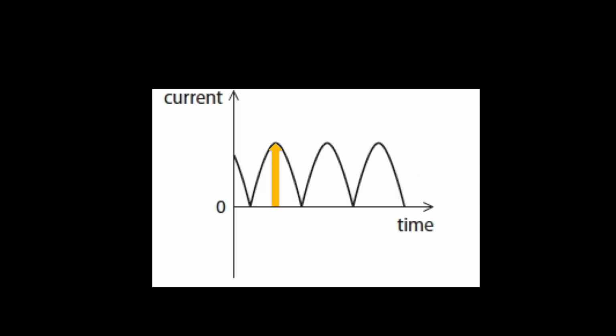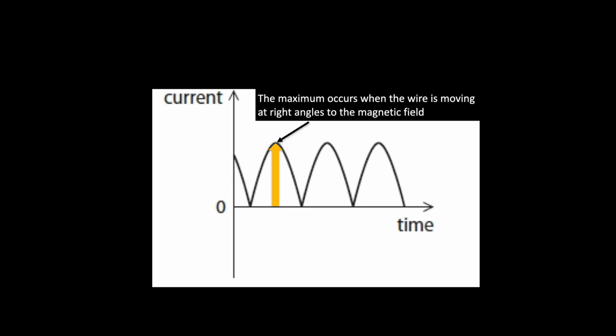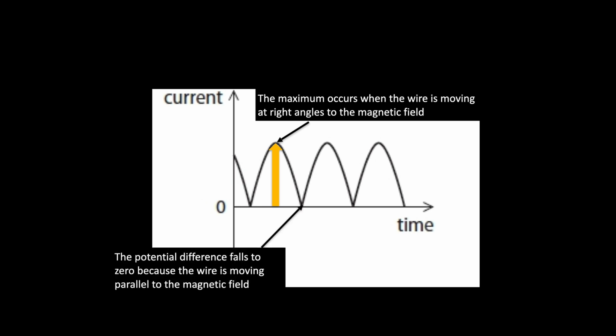This diagram is largely similar to the first one we saw. The maximum occurs when the wire is moving perpendicular to the magnetic field and directly cutting through it. No current and no potential difference is induced when the wire is moving parallel to the magnetic field, as again the magnetic field lines are not being cut. And this process repeats itself.